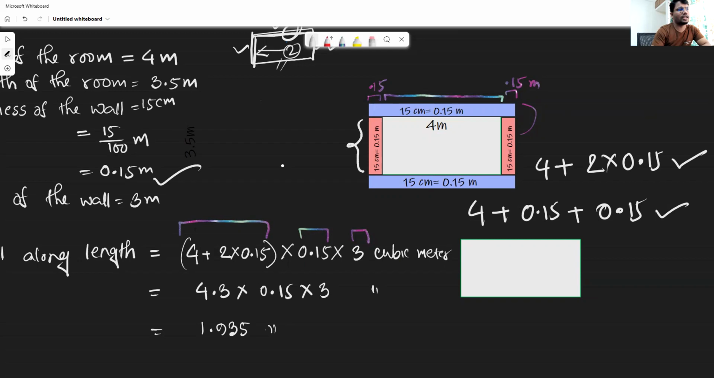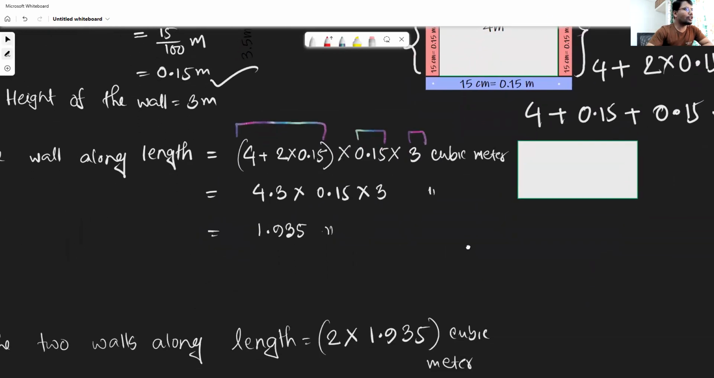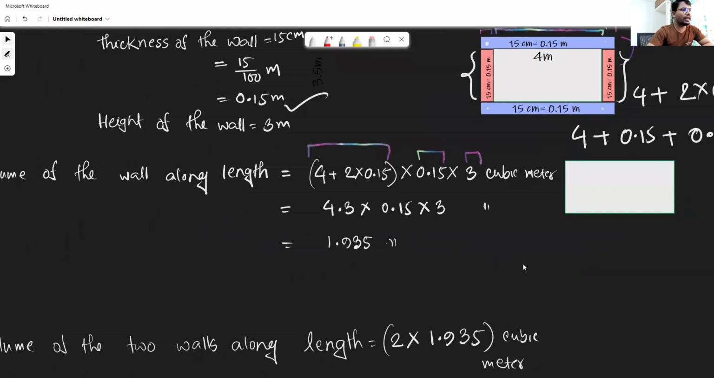The breadth does not change here, because we are thinking about the first step, the length. When the length is increased, the building design is already complete in this corner, this corner, this corner and this corner. So there is no need to increase the length of the breadth. Now we know the volume of the wall along the length.